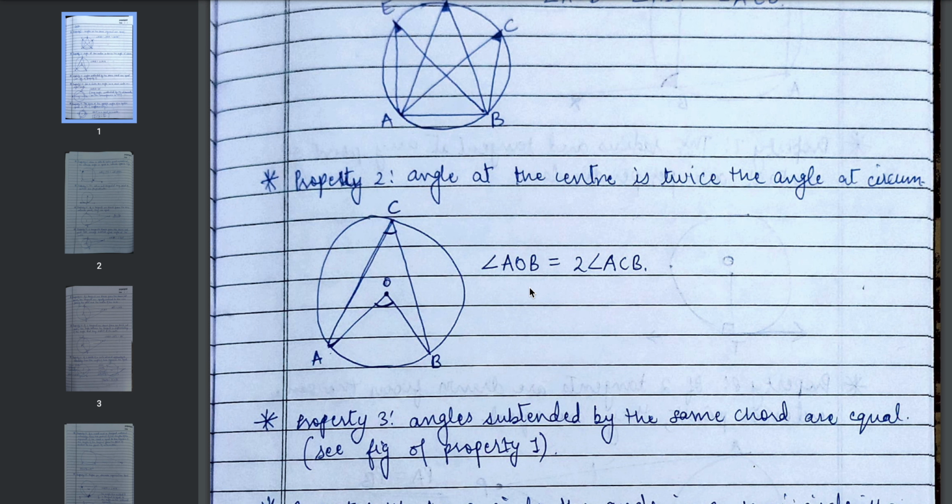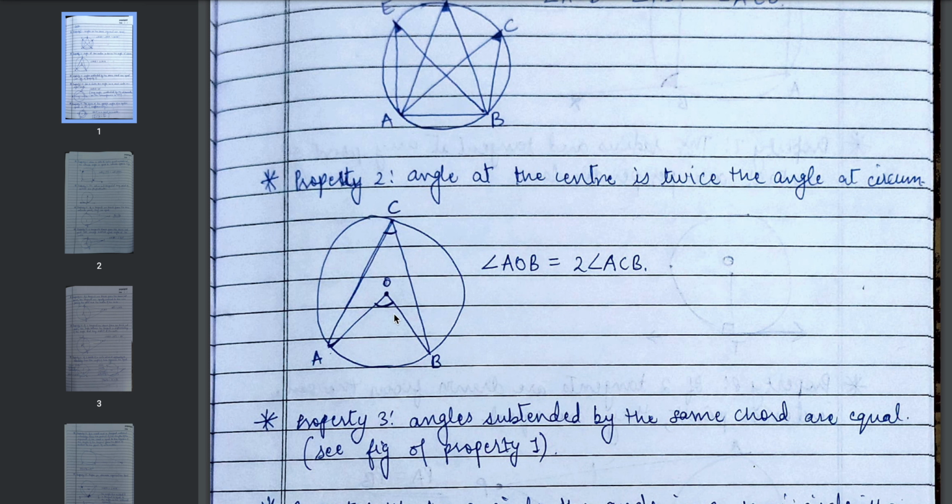Second property is angle at the center is twice the angle at the circumference. Angle at the center, so O is the center of the circle, and again AB is an arc here, or you can also imagine AB as a chord here. So some people are not very comfortable with arc and all, so I think chord is a better way. So just imagine that AB is a line here, it is a chord in the circle, and it subtends an angle at the center O, and this chord AB also subtends an angle at the circumference.